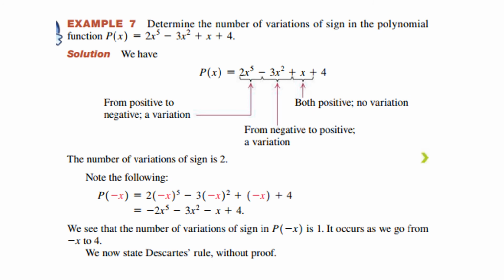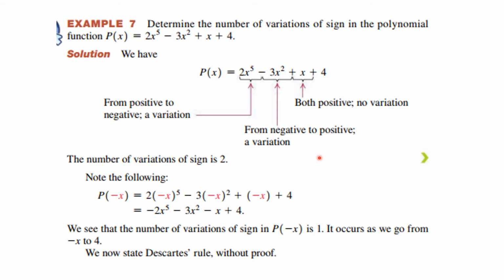So here is an example, and I'm just using this example from your book. I usually don't use examples from your book. I leave those for you to read. This time I'm talking about it because I think it's a particularly nice example. So what we need to do before we do this theorem is we need to know how to count variations in sign for the polynomial and what happens when we put minus x in for x.